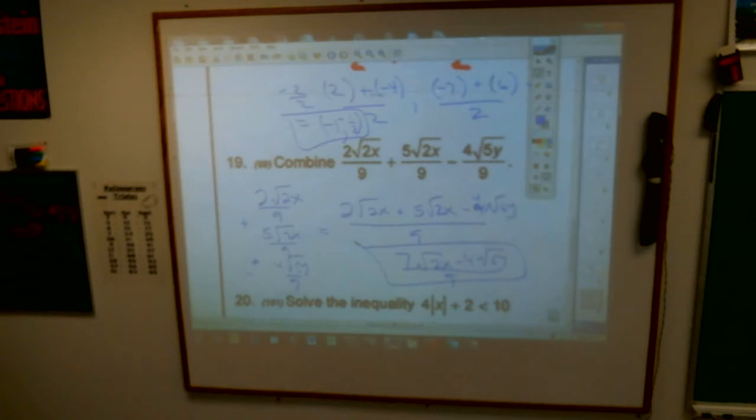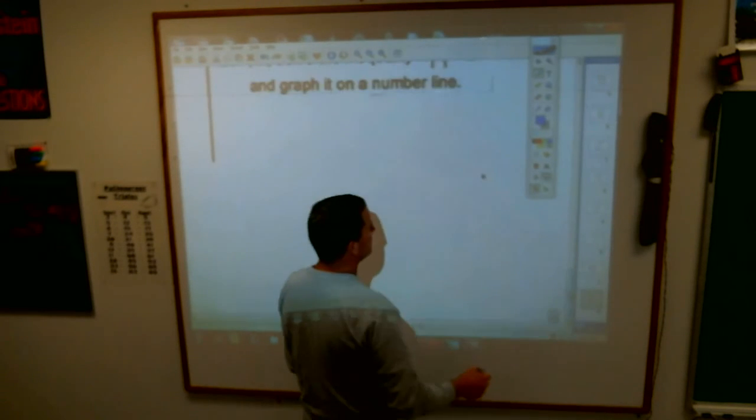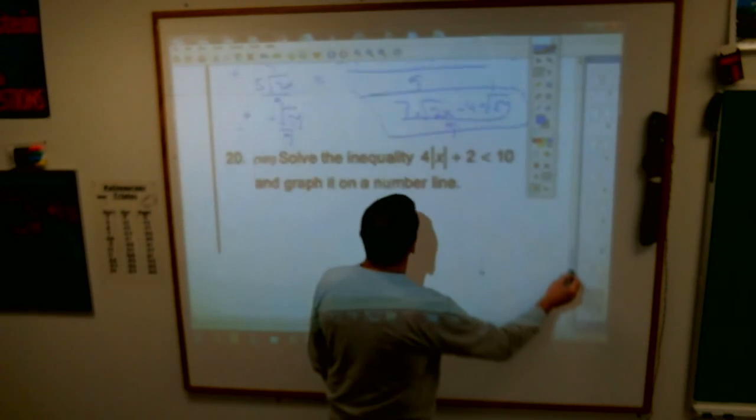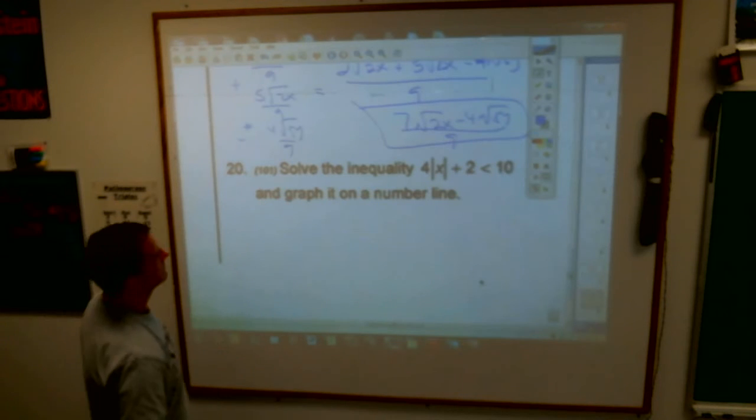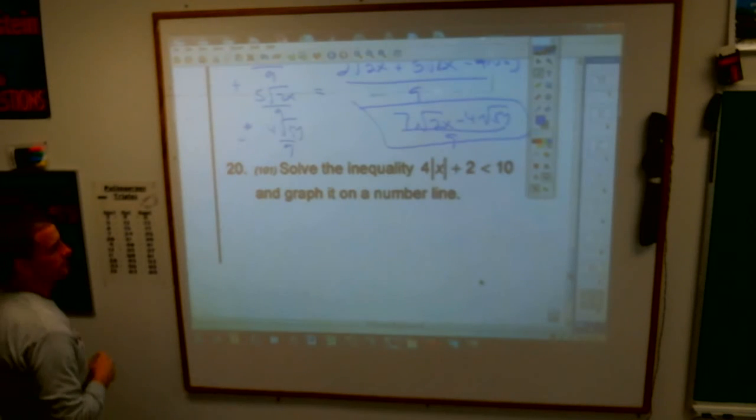And finishing with the best one of all, solving a compound inequality. Wait, is this a shading one? What is this? Or isn't it? Oh, it's a number line thing. No, why couldn't they put a y in there?